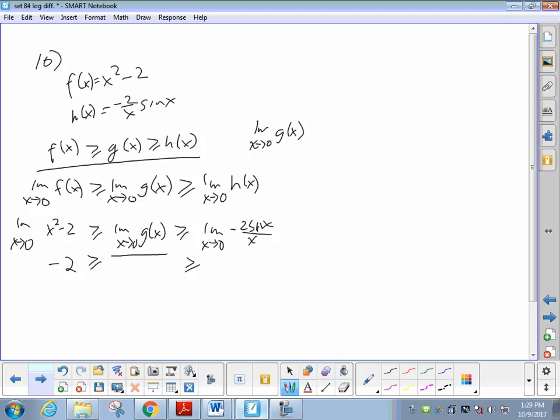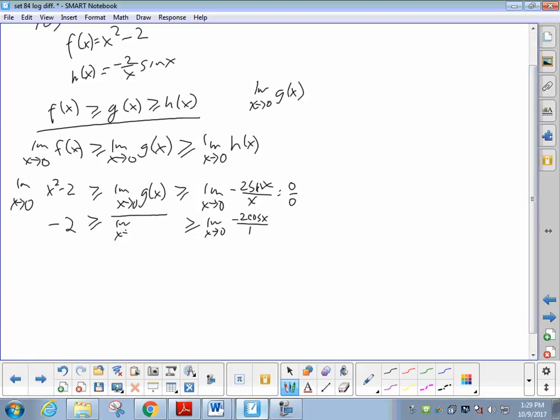The right side, a little ugly, direct substitution gives 0 over 0. What do I do in such an indeterminate case? L'Hôpital. Now that's cool in that it tells me that limit must be negative 2. The answer to the question is less than or equal to negative 2, and greater than or equal to negative 2. So the only thing it can be is negative 2. It's getting squeezed, sandwiched between the two. The limit must be negative 2.